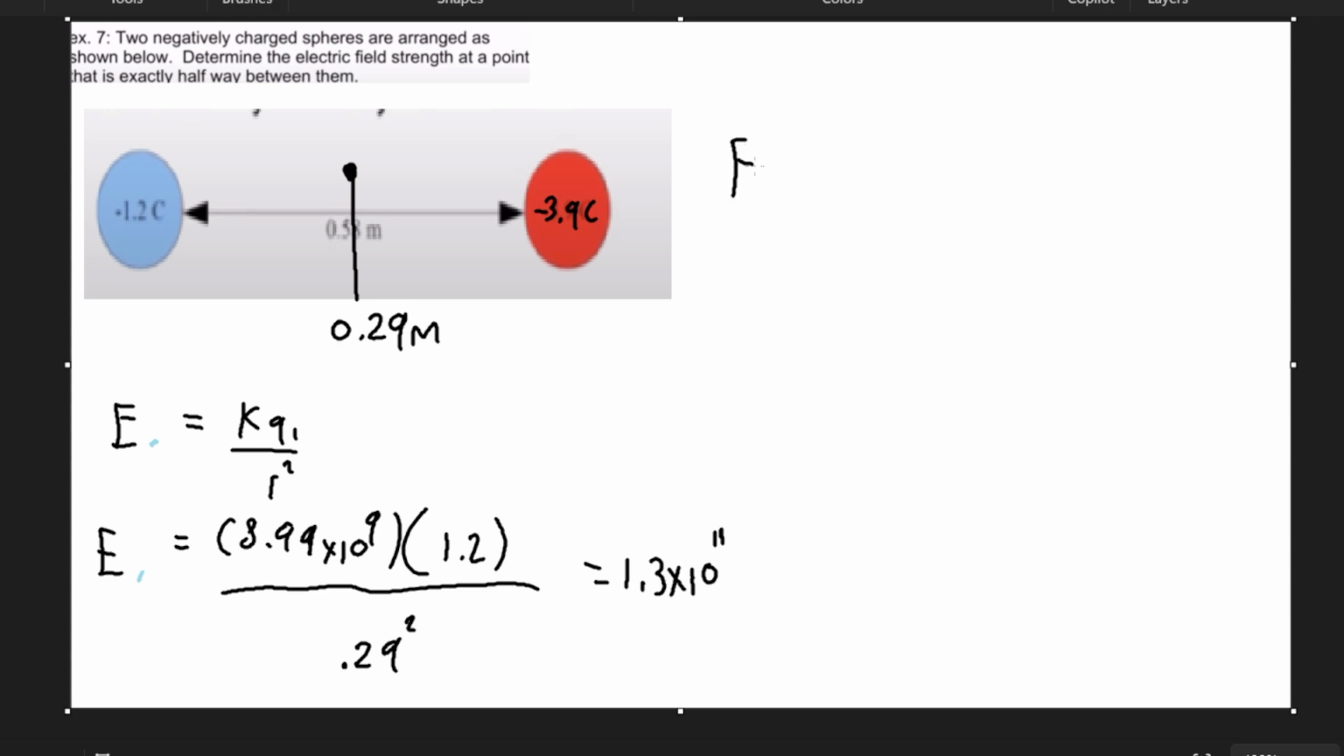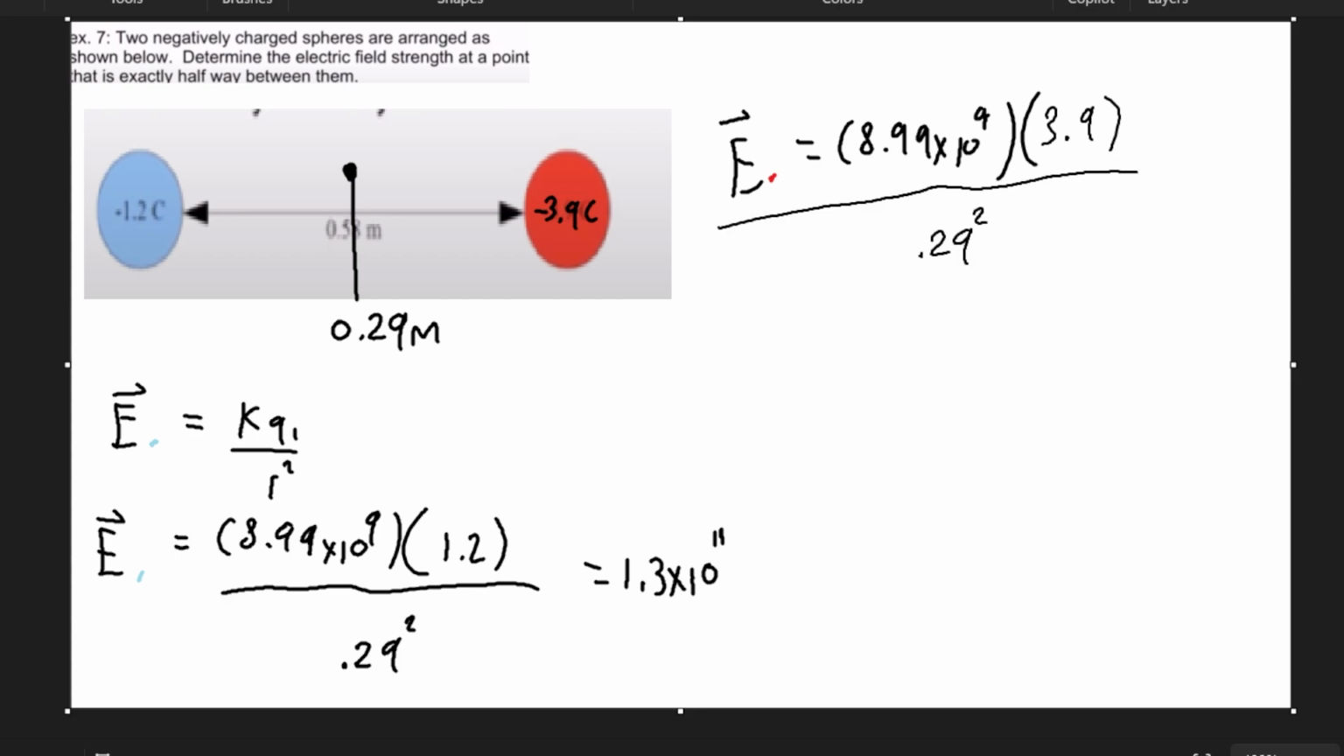And then the same thing here. Oh yeah, you can't forget the vectors. It is equal to K multiplied by 3.9. I don't know why that just happened. And oops, I did not mean to involve that. That gives 4.2 times 10 to the 11.